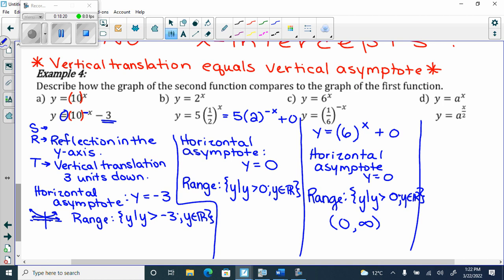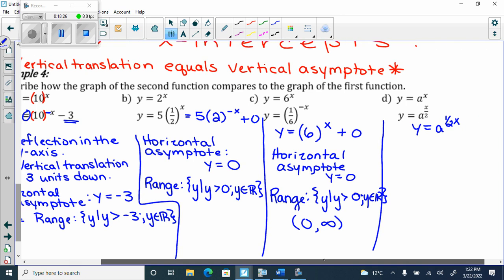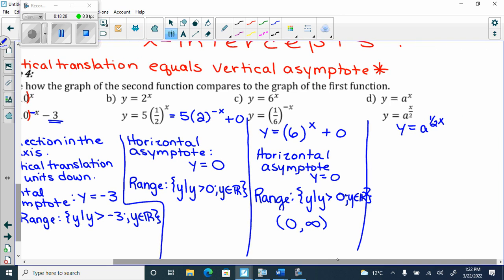D, that's the same as saying y equals a to the 1/2 x. Is that in any way affecting my asymptote? No. So this, still going to be that. This, still going to be that. Didn't change. Same asymptote, same range.